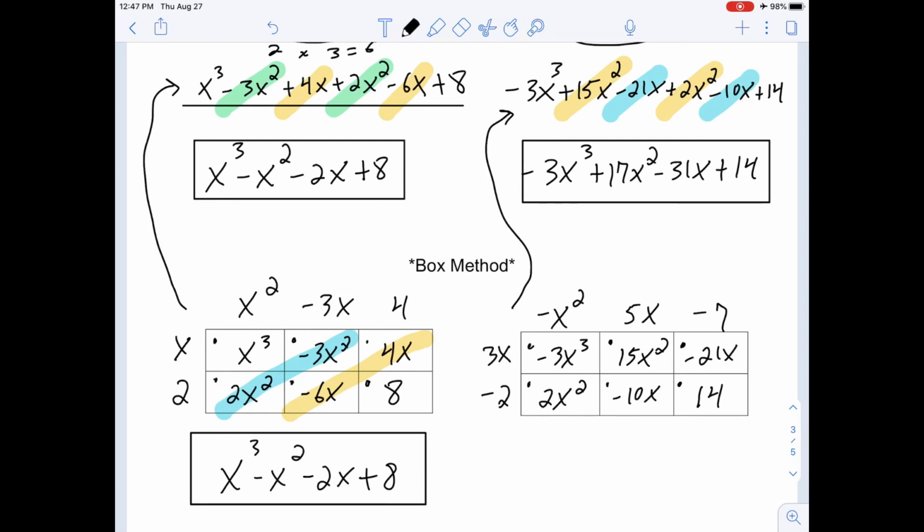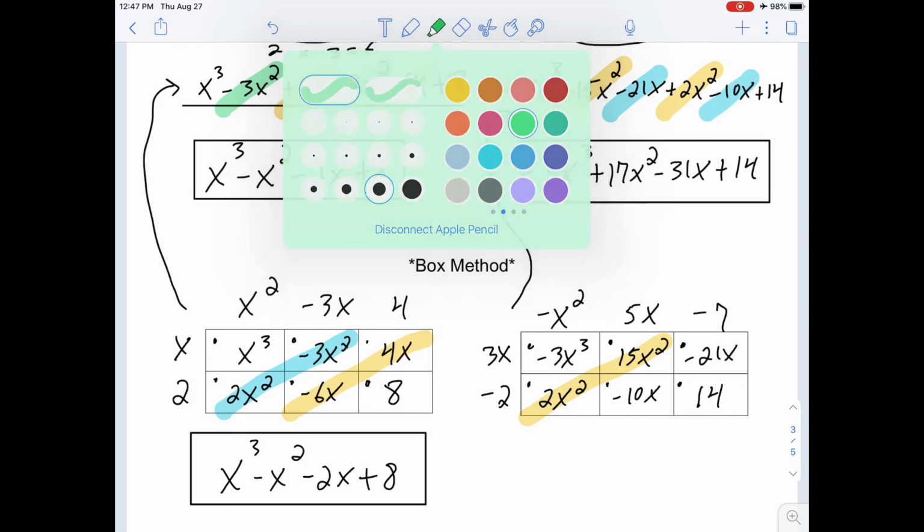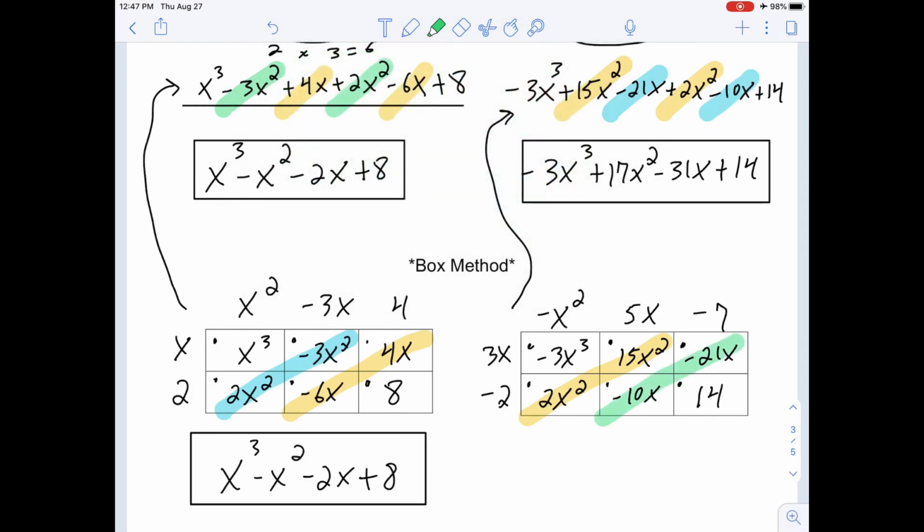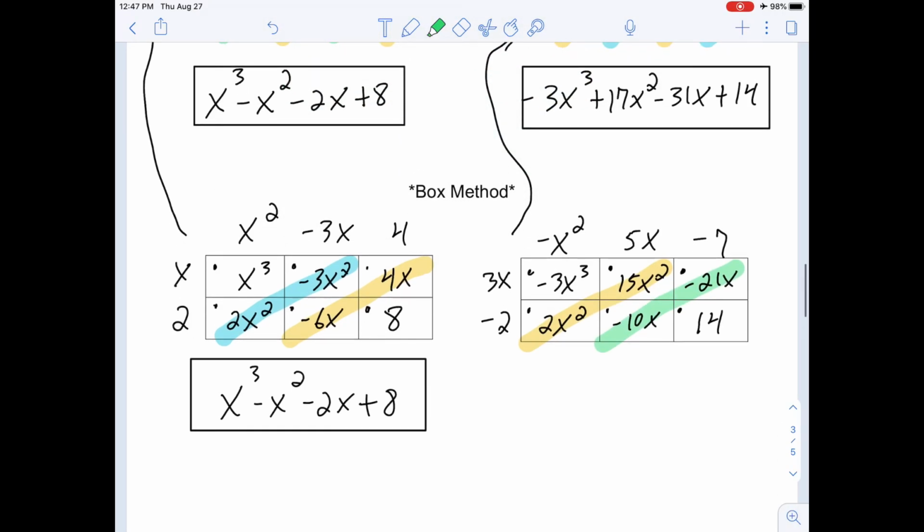Let's undo that real quick. Switch to my highlighter. These are like terms. And then we have these right here that are like terms, which of course is going to give us the same answer that we have up top, which is minus 3x to the third plus 17x squared minus 31x plus 14.